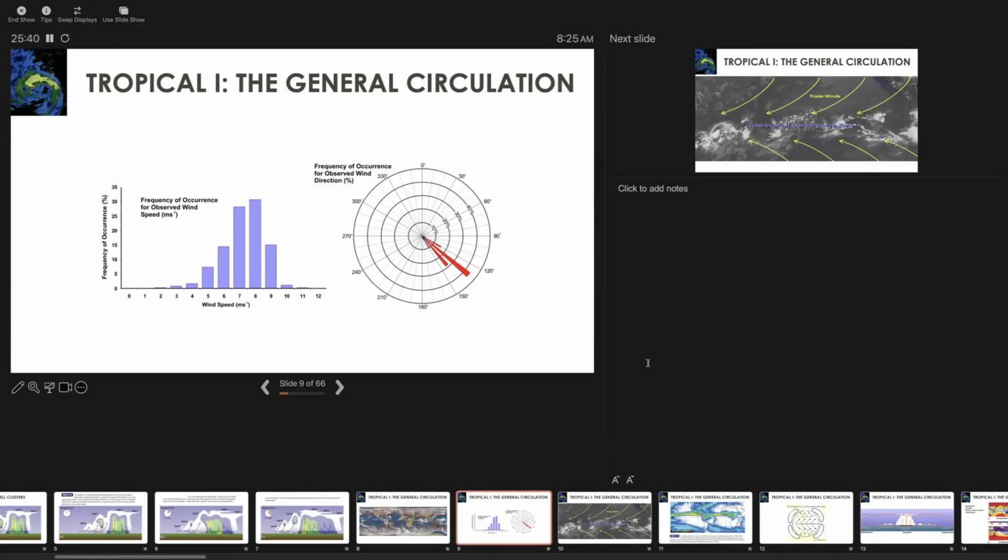What do you notice about the right-hand diagram? The direction of the winds at 8 degrees south of the equator.